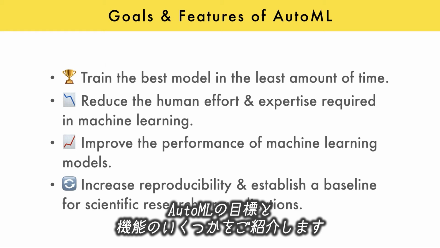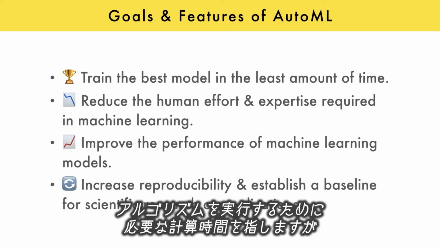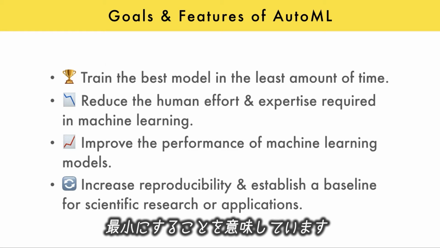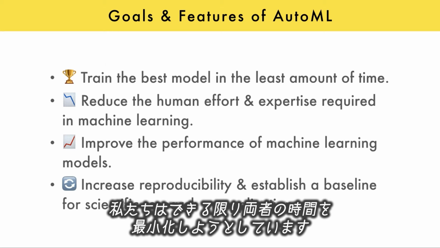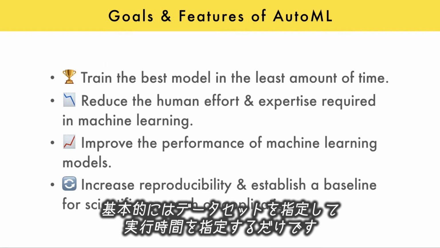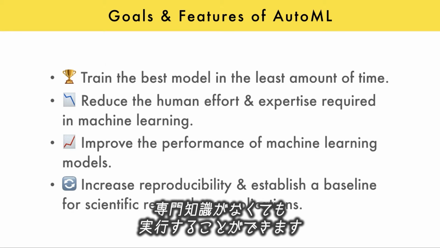So, some of the goals and features of AutoML. The main goal really is just to train the best model with the least amount of time. By that we mean the least amount of computation time that it takes to run the algorithm, but also the user's time to write all the code to set that up. So we try to minimize on both ends as much as possible. We make it as simple of an interface as possible. You basically just have to point to your data set and tell it how long you want it to run. As a consequence of that, it really reduces the amount of human effort and expertise required in machine learning.